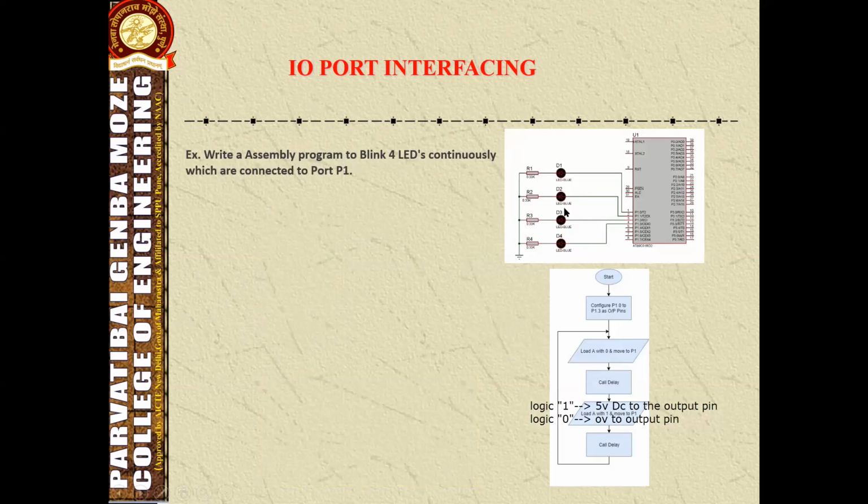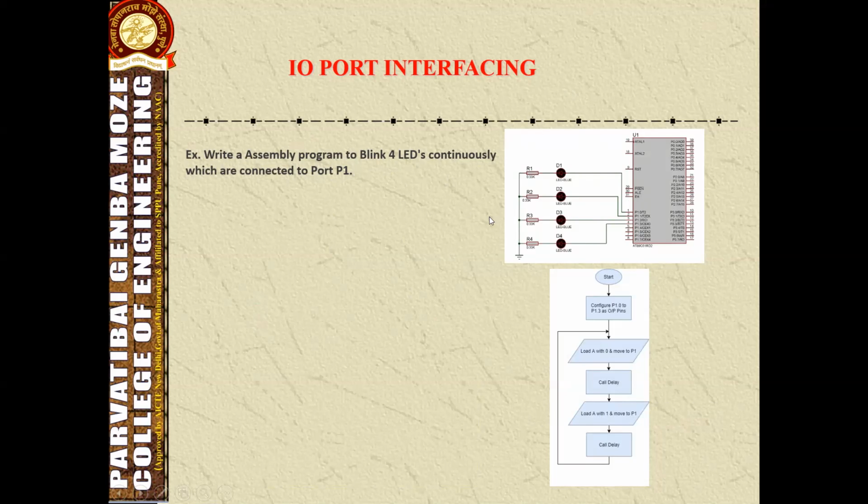In this figure, we consider one example of how the LED is interfaced. The example is: write an assembly language program to blink 4 LEDs continuously which are connected to port 1, as shown here. This is port 1. We are going to connect 4 LEDs, from port 1.0 to port 1.3.